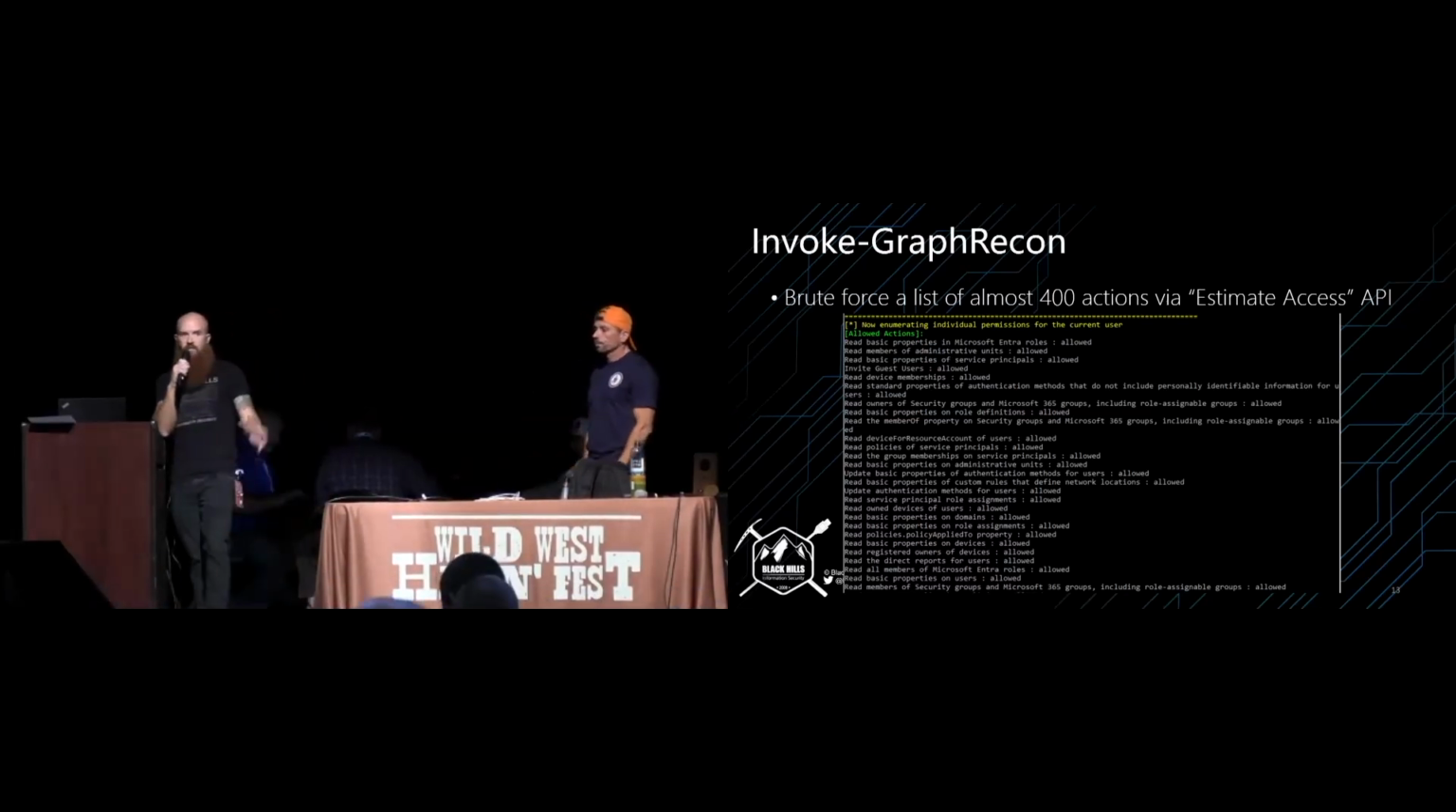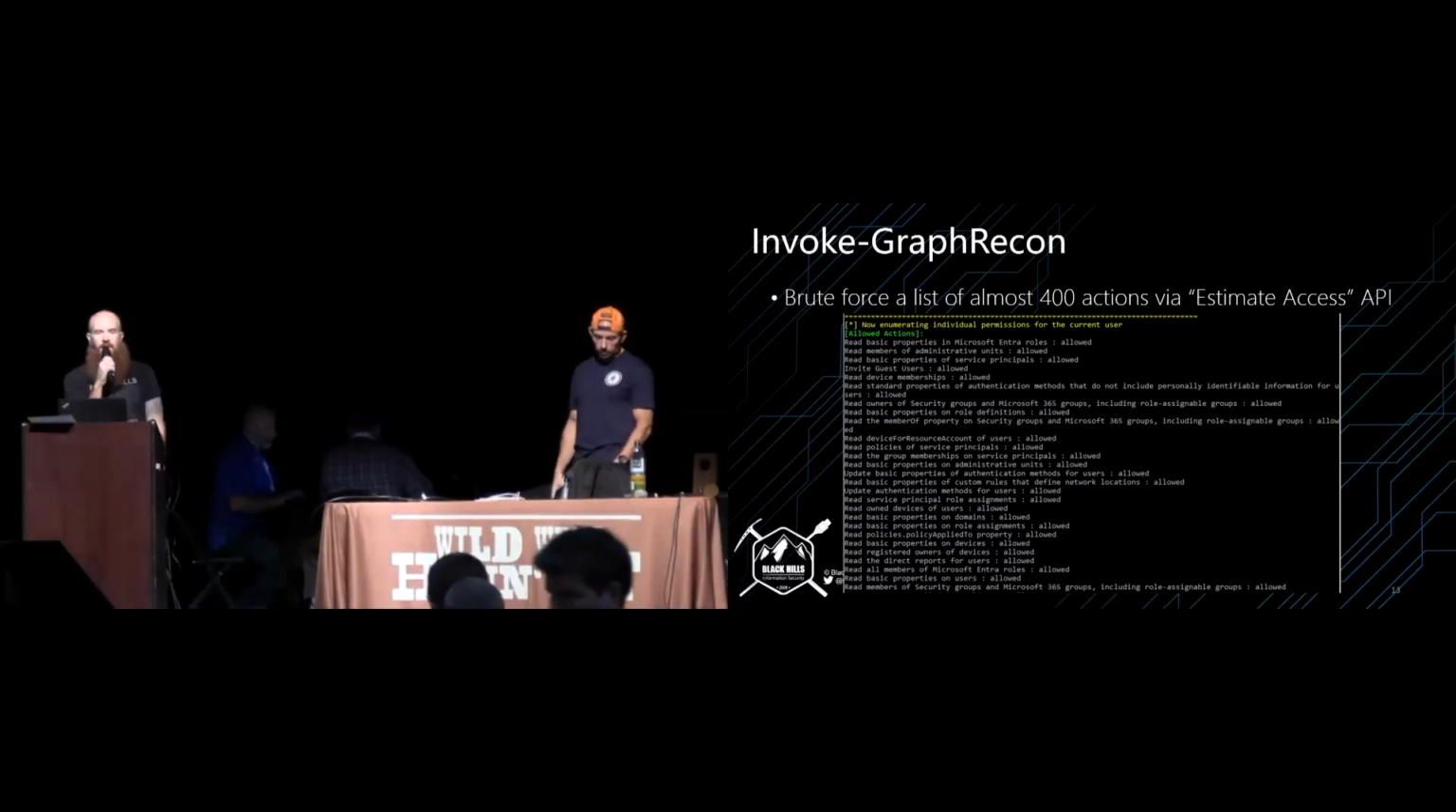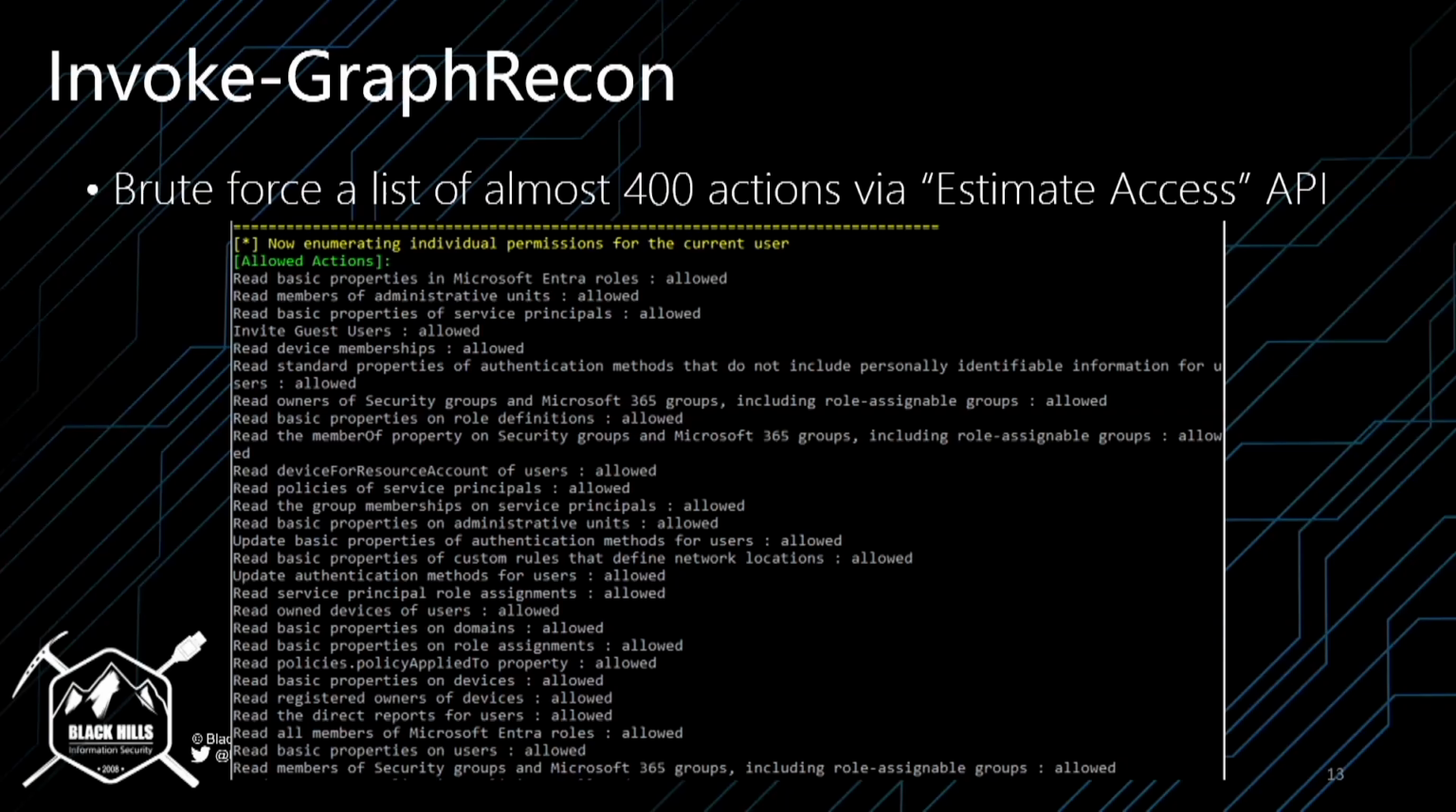So in just kind of poking around, I ended up finding this undocumented API called Estimate Access. If you Google it, there's nothing about it out there. The Estimate Access API, it's on Graph. But basically, it is an endpoint that you can submit an action to.